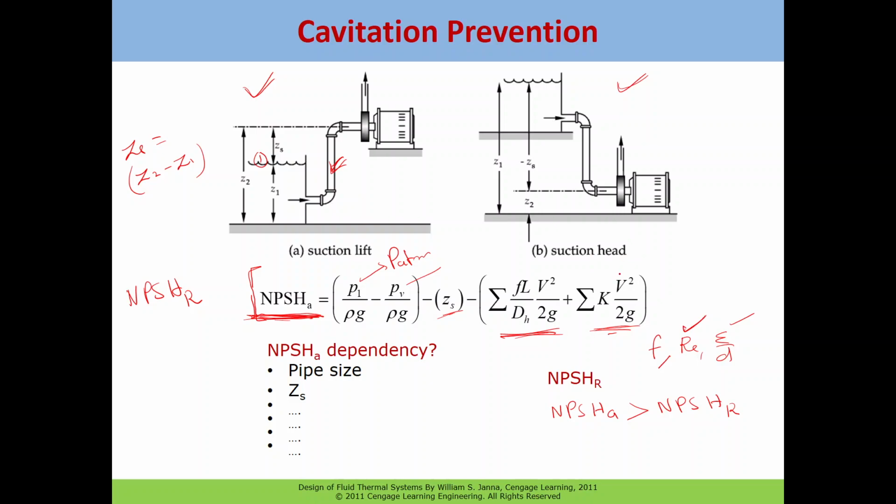You first calculate what is the velocity in your suction line, what is the Reynolds number in your suction line, what is the friction factor in your suction line, what is the length of this suction line, what is the diameter of this suction line, and what is this ZS, which is Z2 minus Z1, and the point number 2 is here. And then if it is taking from the tank, what is the tank pressure?